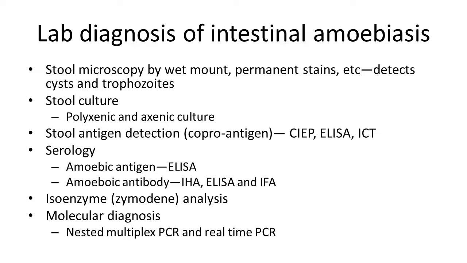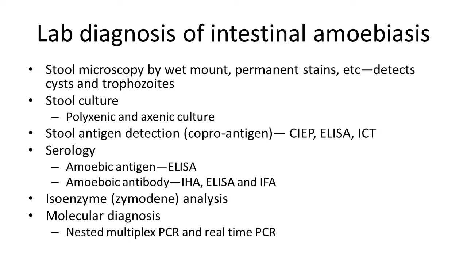Then we can go for the serological diagnosis: amoebic antigen detection by using the ELISA method, or we can detect the antibody by using IHA, ELISA, or IFA, the indirect fluorescent antibody test, or the indirect hemagglutination test. Antibody detection is the indirect method. Directly we cannot identify the parasite, but we identify the antibody. If the test is positive, we can say antibody to Entamoeba histolytica is present.